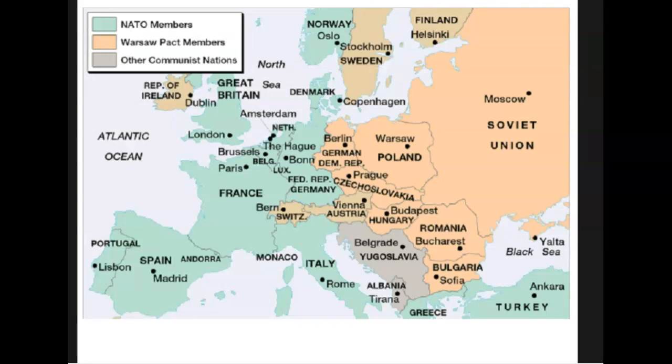Okay, and here's a little wider view of it. The green are the U.S. allies, the NATO members. The orangey color there is the Warsaw Pact. That's the Soviet Union and their allies. Yugoslavia is also a communist country, and then you see Austria, Switzerland, Finland, and Sweden all being neutral countries in Europe at the time. The Cold War's genesis is in Europe, but it will spread around the planet, as we'll see in a moment.